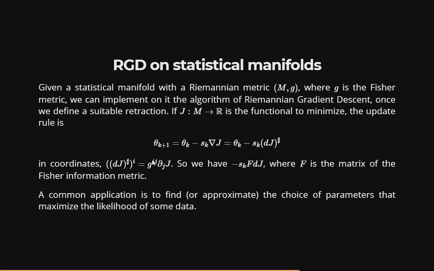Anyway, a common application of this is to find or approximate the choice of parameters that maximize the likelihood of some data or something like that. Another common application is to use this for statistical learning. So if you want your system to learn a probability distribution.